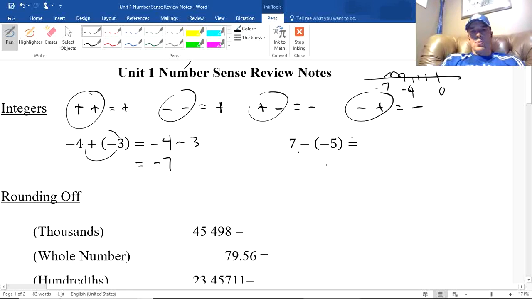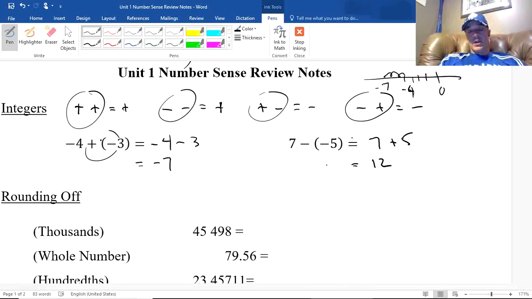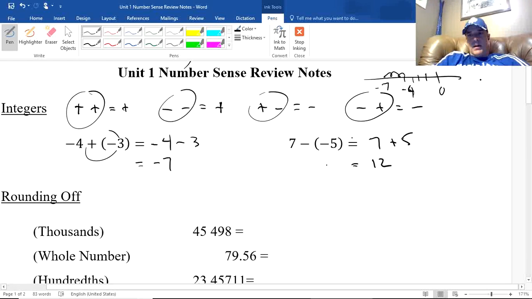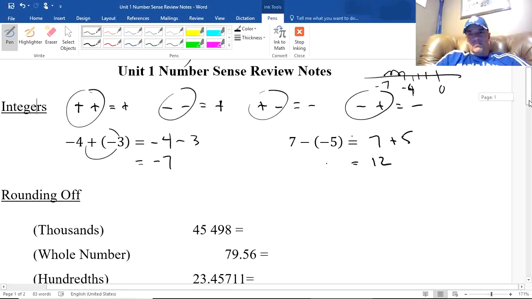On this question over here, we have two negatives. These two negatives are going to become a positive. So this ends up becoming 7 plus 5, and 7 plus 5 is 12. And once we start to understand the rules of integers, the signs, and how they work together, it starts to help us with these things, okay? And you will see this throughout your mathematical studies all through high school, and so you're expected to know those things.